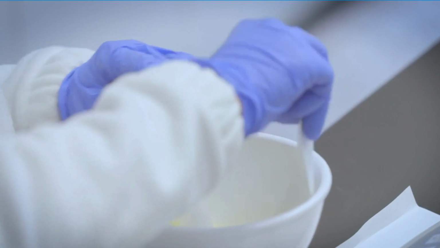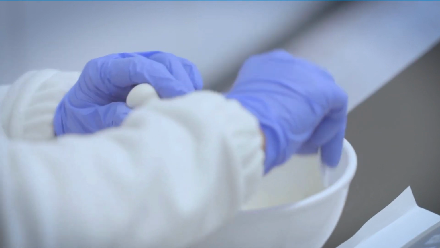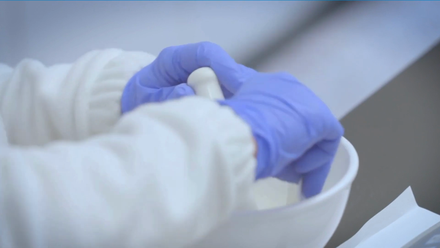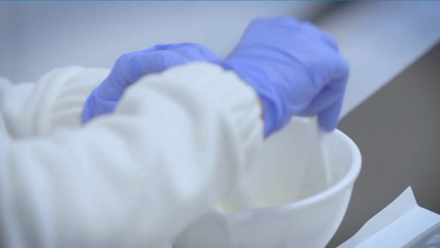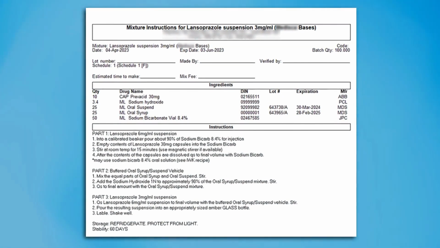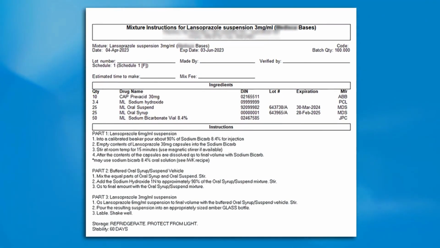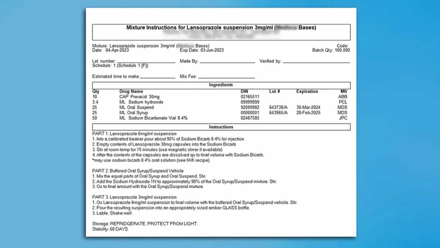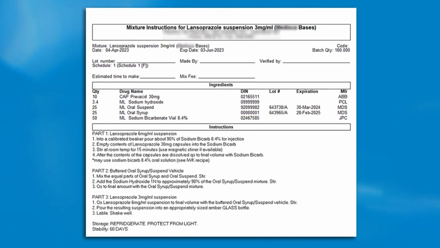If your MFR is included in your compounding record, all documentation can be stored together on the patient file with the prescription record. This is an example of a compounding record for lansoprazole 3 mg per ml suspension. It shows the actual quantities of ingredients used to make a specific prescription number that was 100 ml in total. Before proceeding to make this compound, the compounder is required to review the MFR.